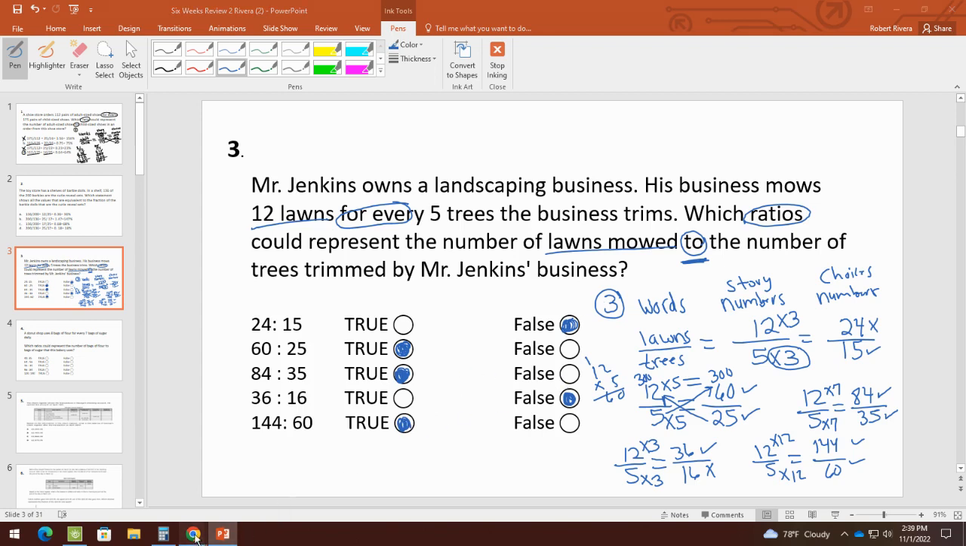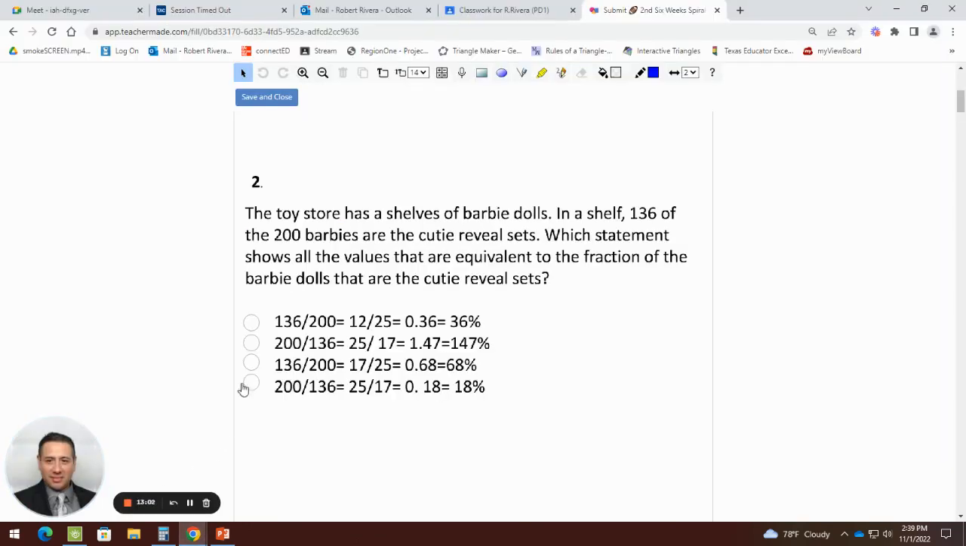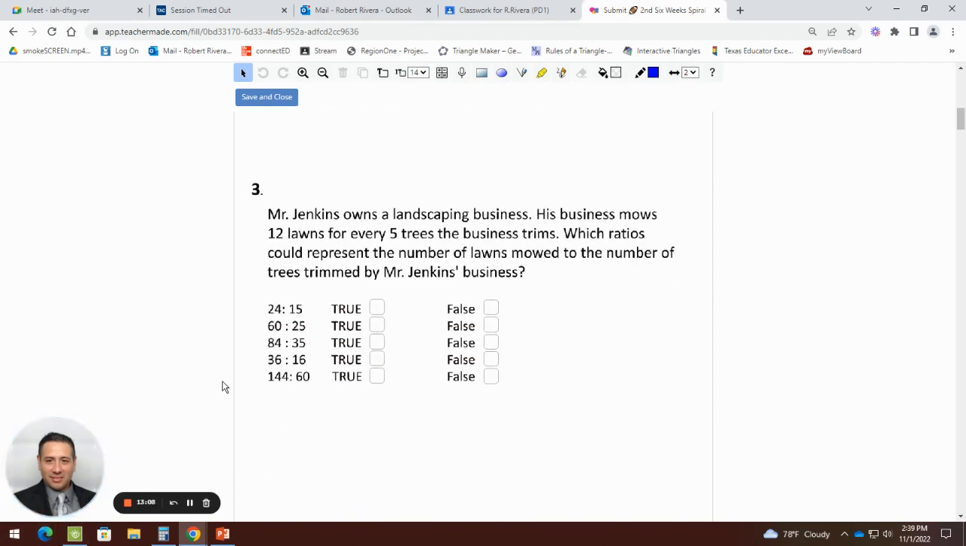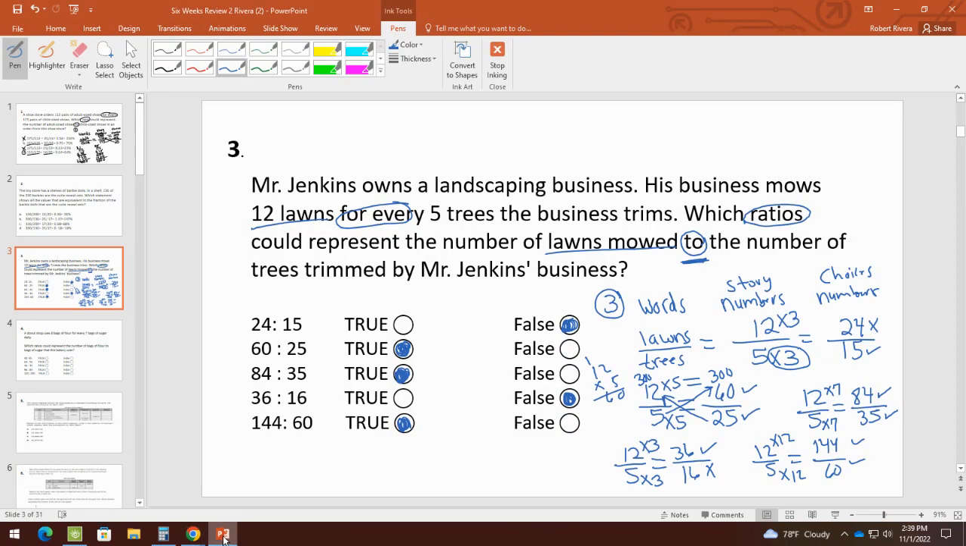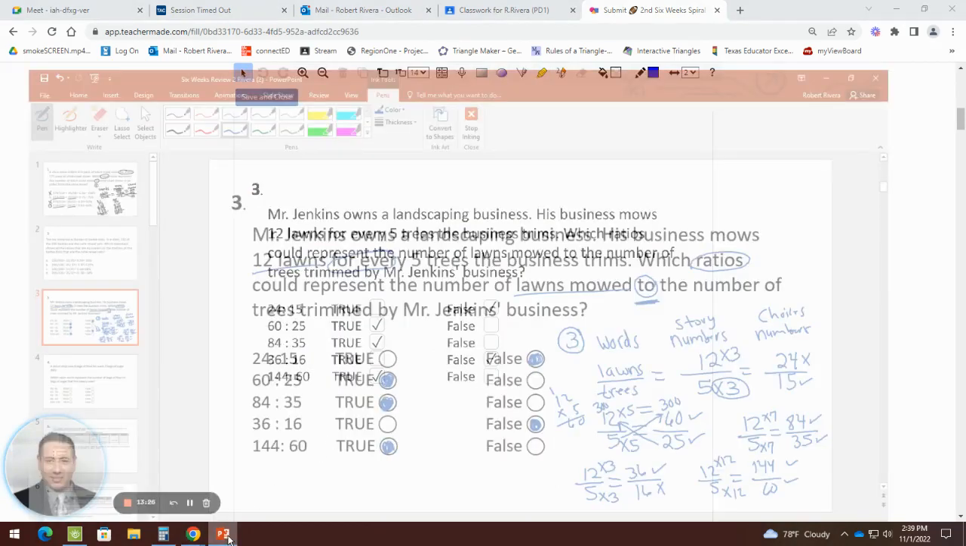Then I'm going to go to my teacher mate. This is my journal. And I'm going to go to number 3. Scroll down. Beautiful. And we said that this guy was false. And if you're not sure, you can go back to your journal and check. We have false, true, true, false, and true.